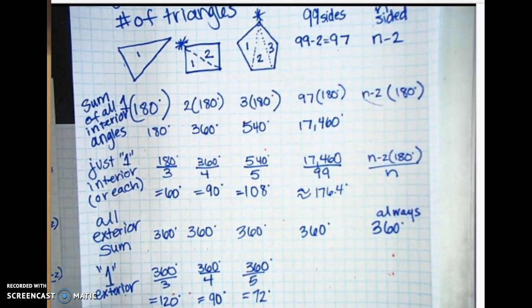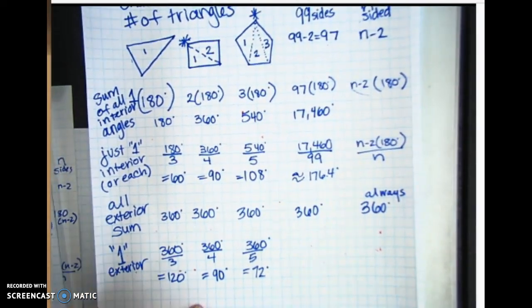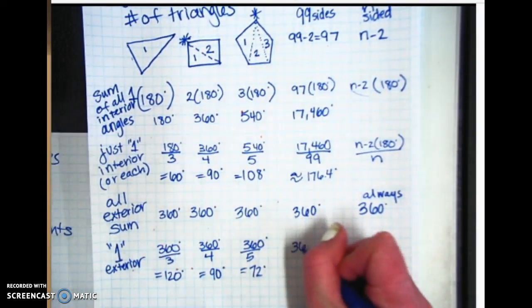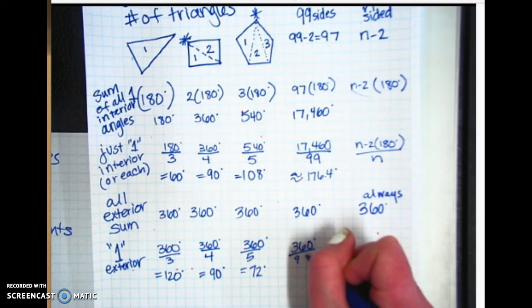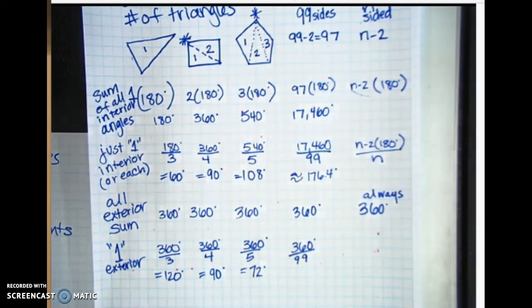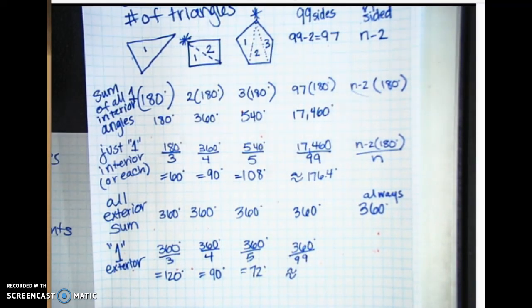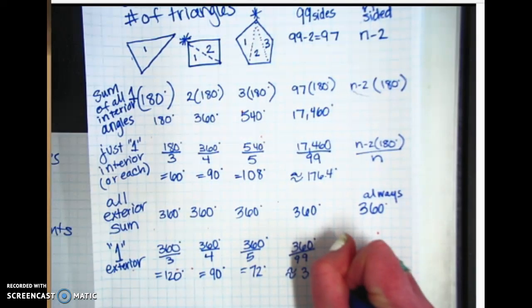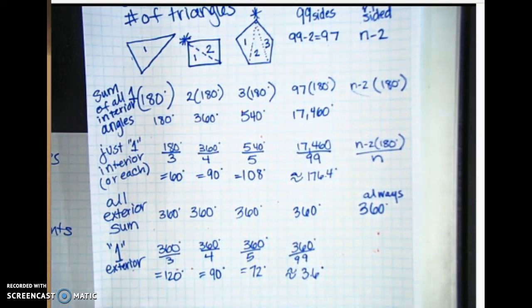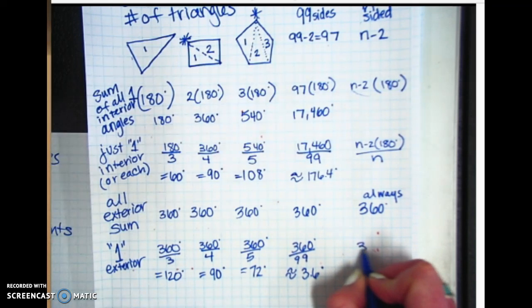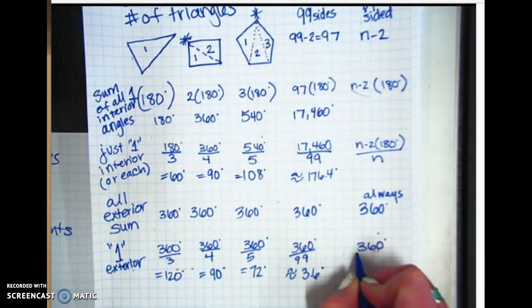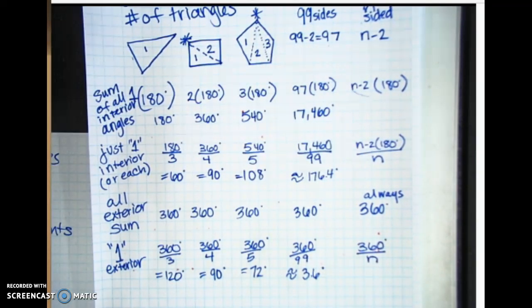On a 99-sided polygon, the total is 360, but you divide by its 99 sides. And again, you're going to get a weird decimal. So use a wavy equal sign and say approximately 3.6 degrees. And then the pattern is just to always start with 360 and just divide by the number of sides.